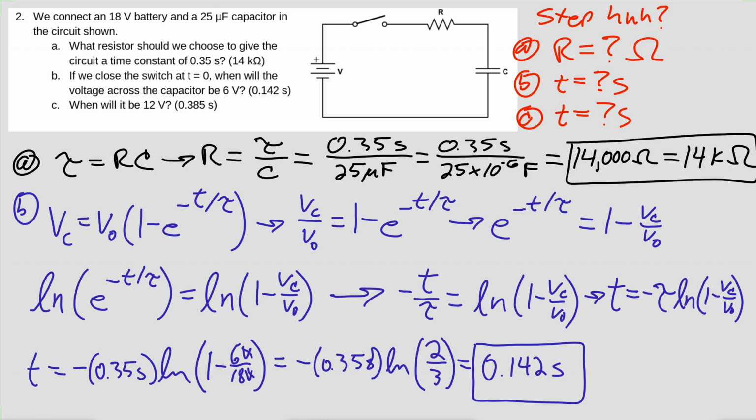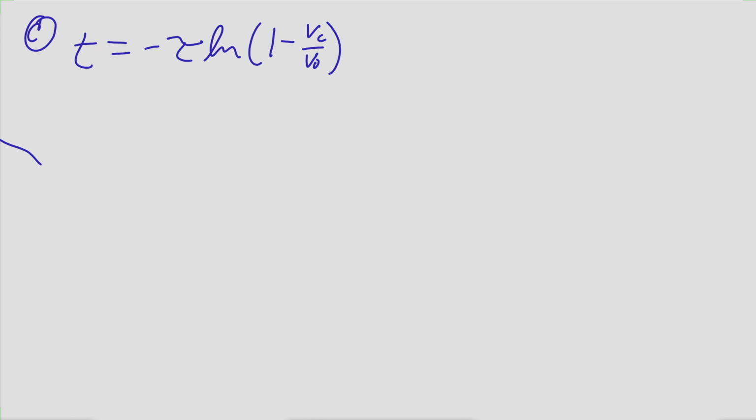And then I'll finish this, but I've run out of space. So let's keep this formula in mind. This is the formula we're going to use. We'll make a new page. So here we are in part C. Time is equal to negative tau times the natural log of 1 minus V sub C over V naught.